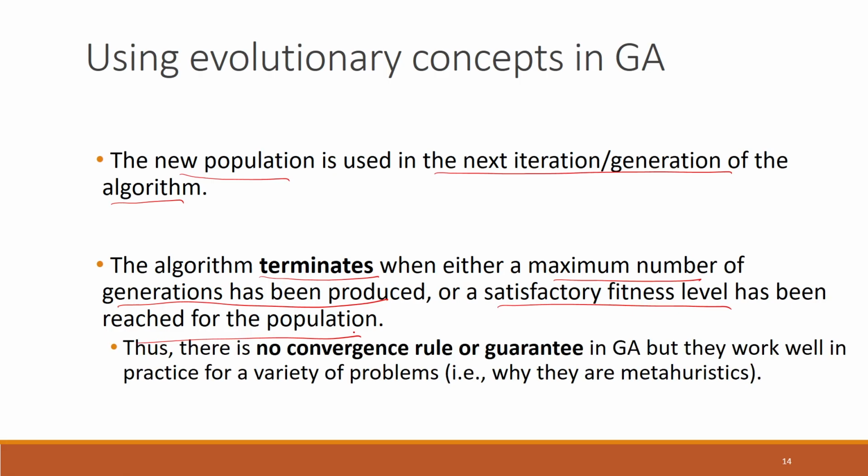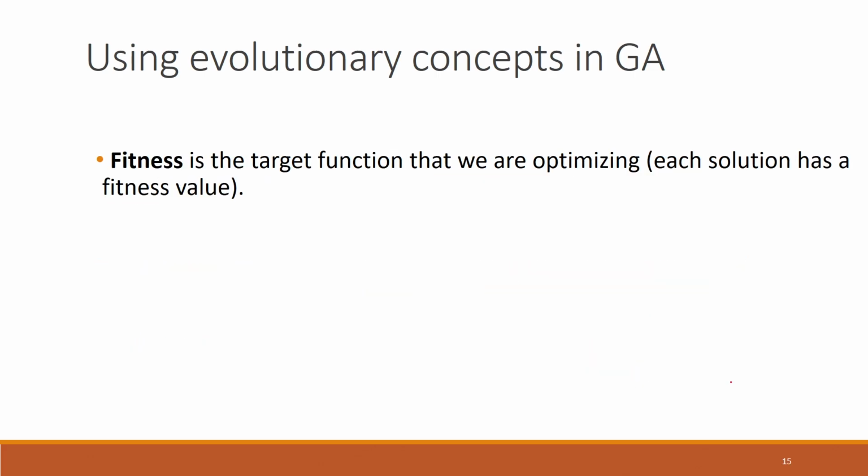Okay. So these genetic algorithms do not have any convergence rule or guarantee, that is they are not guaranteed to provide any solution which is within a factor of the optimal solution, nor is there any guarantee that these algorithms will converge within a few distance of the optimal solution after a few iterations and so on. But even though these guarantees are not there, they work well in practice for a variety of problems. Okay. And that is why they are called meta heuristics.